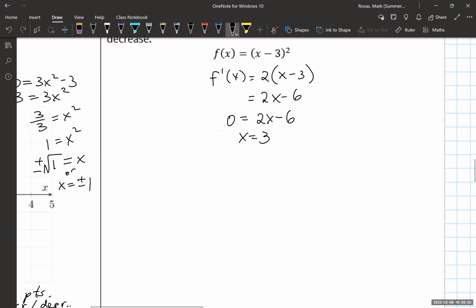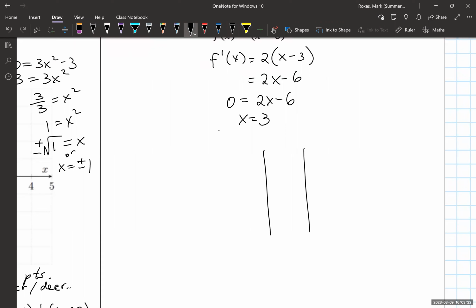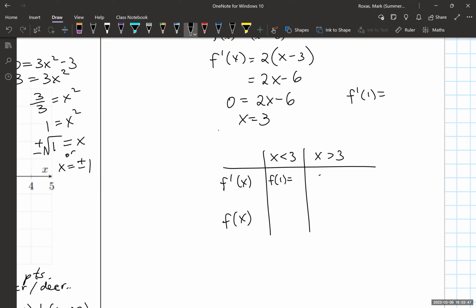So we can only create 2 intervals here. So create a quick table. We have the interval that's everything below 3 and everything above 3. Okay, and I'm going to write down f prime x and f of x again. Use a test point for everything below 3. I'm going to just try f prime at 1. F prime at 1 equals 2 times 1 minus 6, which is negative 4. Okay, and so if it's negative, then the function is decreasing.